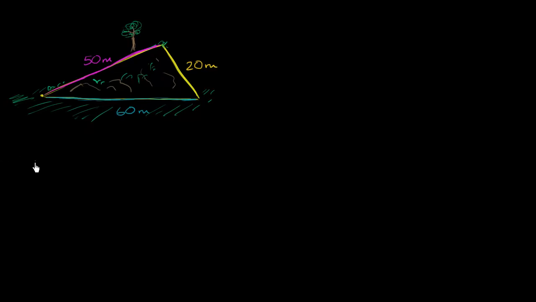Let's say you're studying some type of a little hill or rock formation right over here, and you're able to figure out the dimensions. You know that from this point to this point along the base, straight along level ground, is 60 meters. You know the steeper side, the steeper surface or edge of this cliff, is 20 meters. And then the longer side here, the less steep side, is 50 meters long. So you're able to measure that.